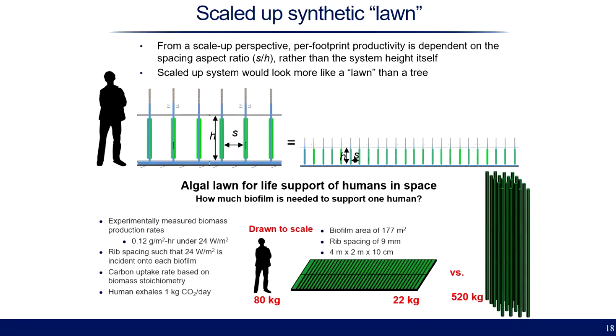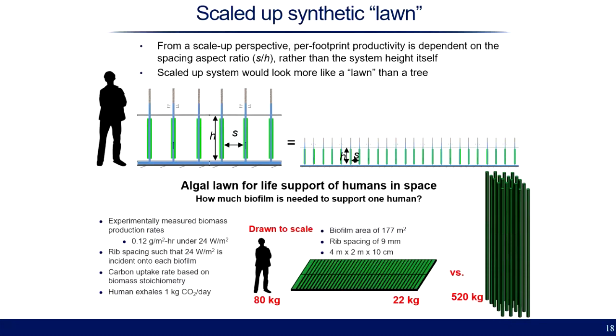So we changed the goalposts a little bit to go from a synthetic tree to a synthetic lawn, just because the synthetic lawn has the advantage of not having to passively transport water as high, which is more difficult because you're fighting with gravity in some applications. On the bottom here, we see a scaled drawing of what an algae reactor would look like in order to completely consume all of the CO2 that is exhaled by a human, for example, for a human spaceflight mission.